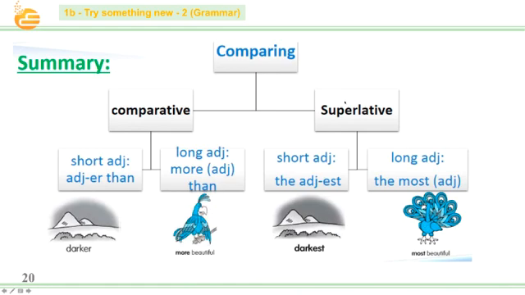Okay, this is the summary of our lesson today. Comparative and superlative. Comparative between two and superlative more than two. For a short adjective, we add er, adjective, er, then than. Long adjective, more than. In superlative, short adjective, we add the, est, adjective, est. With the long adjective, we add the most, then the adjective.